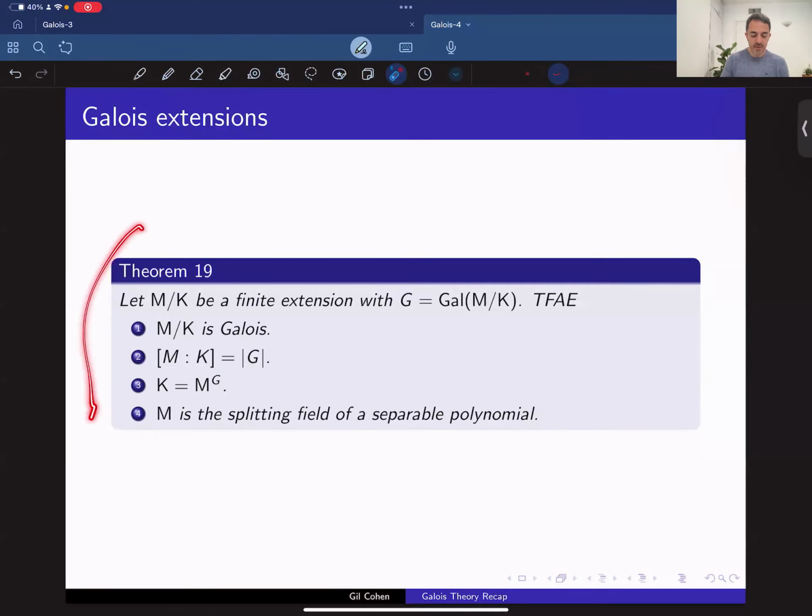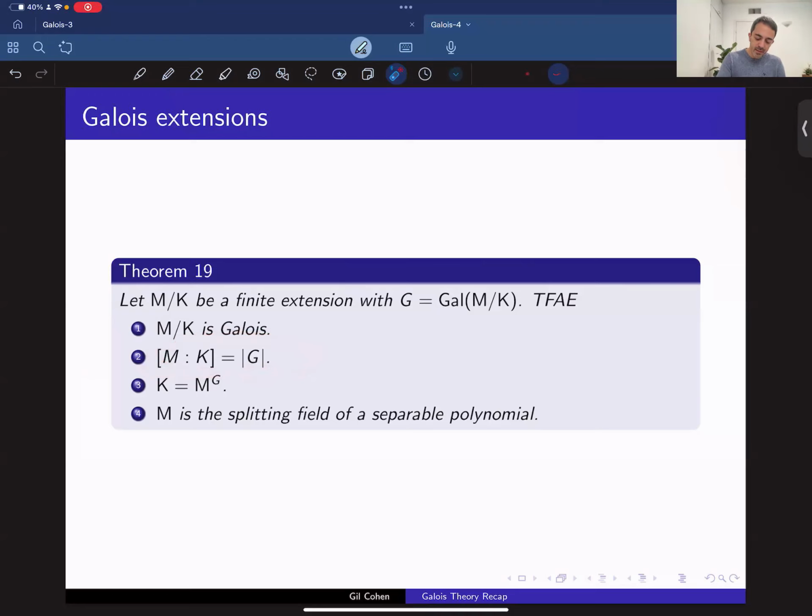Okay, so the last thing I want to do is to prove this Theorem 19, which is the main bulk of the lecture. It gives 3 other characterizations of a Galois extension, at least for finite extensions, and our extensions will be finite. So let's say M over K again is a finite extension with Galois group G. Then the following are equivalent. First of all, M over K is Galois, namely separable and normal.